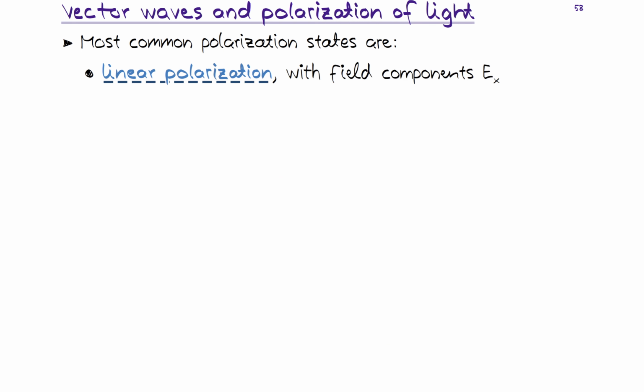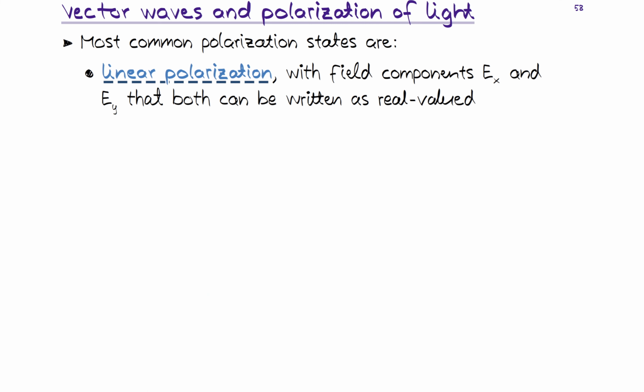The field components Ex and Ey, when we have linear polarization, can both be written as real-valued scalars. And that's how we get linear polarization. So both of these x and y components of my polarization oscillate at the same phase. I could also have a case known as circular polarization.